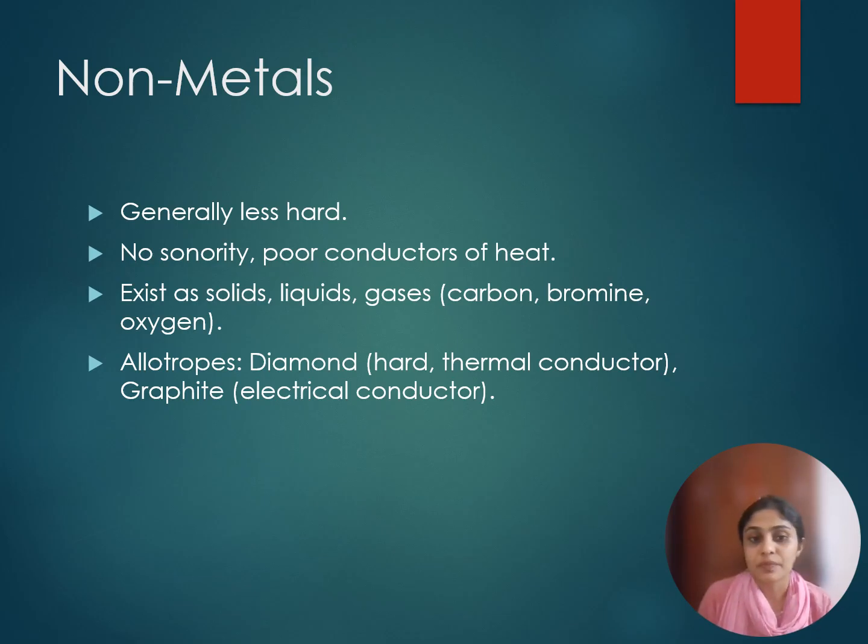We know that carbon's allotropes are diamond and graphite. Though these are nonmetals, they exhibit a few common characteristics of metals. Diamond shows properties like hardness and is a good thermal conductor, while graphite is a good electrical conductor.